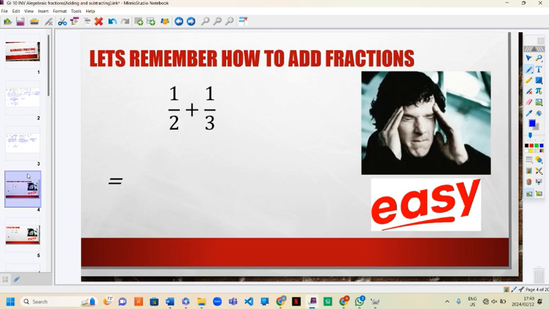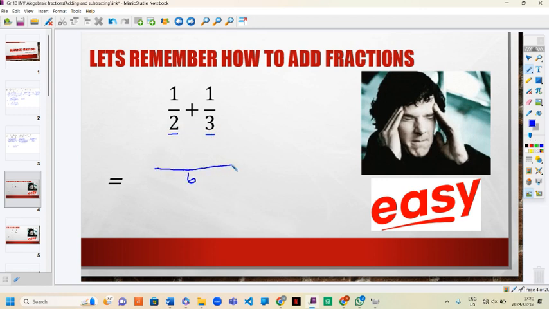If I look at these two, I can't just add them straight away. Why not? Because the denominators are not the same. We already know that. So now I need to look for a number that both 2 and 3 can go into, and it has to be the lowest number. The lowest number that 2 and 3 can go into is 6.